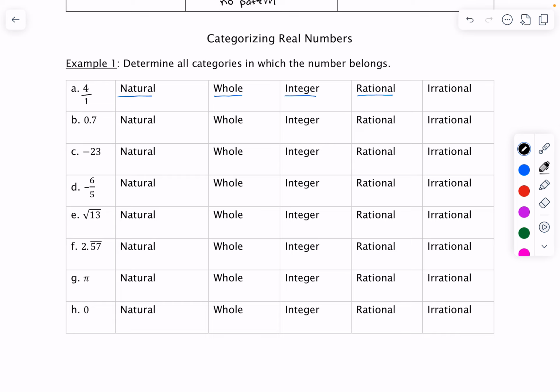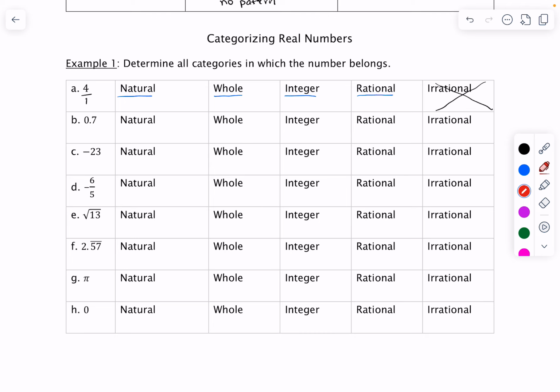We can't put it into the irrational category. It doesn't fit into the irrational category. You can cross it off if you like, but it doesn't fit into irrational. It's not a decimal that goes on forever and doesn't repeat, doesn't stop.